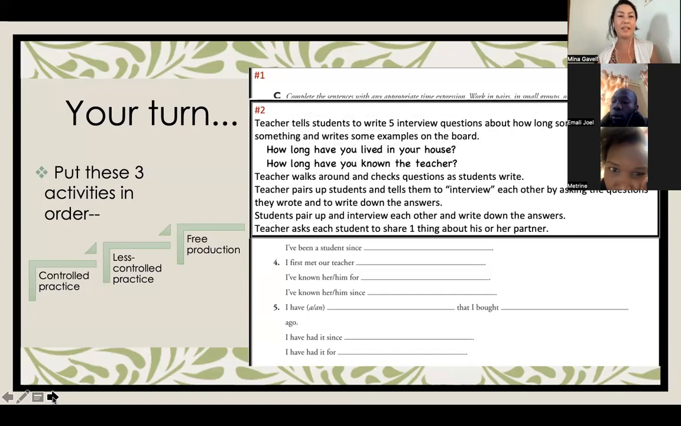The second exercise here, the teacher tells the students to write 5 interview questions about how long someone has done something, and then they will walk around and interview each other. So they might ask, how long have you lived in your house? How long have you played soccer? Questions like this. So students are going to write interview questions, and then they are going to interview a partner about these things. So we want to find out, is this controlled, less controlled, or free production?